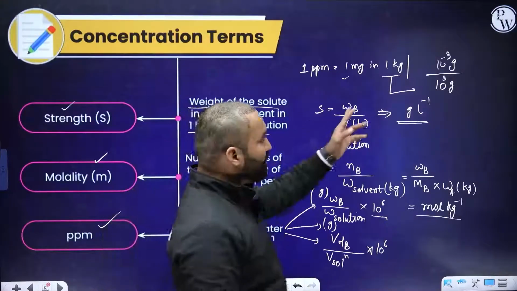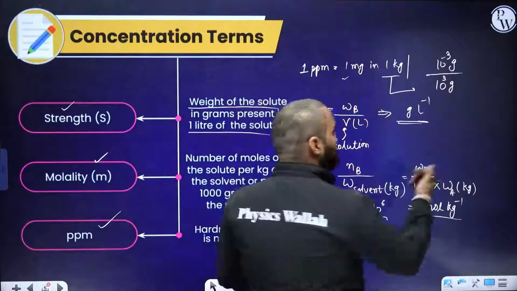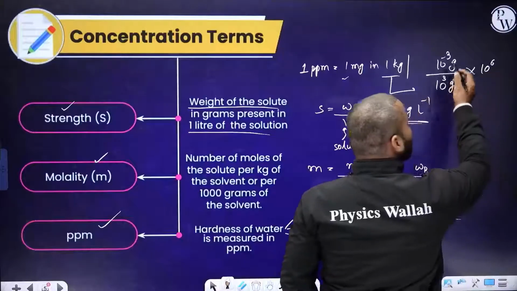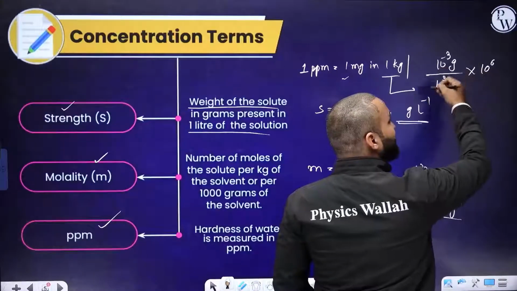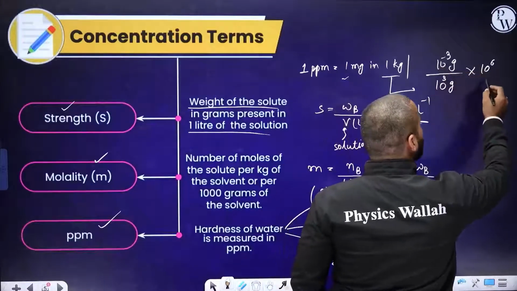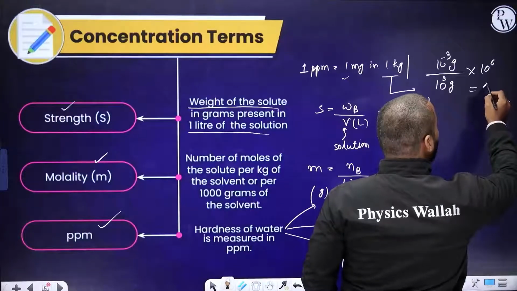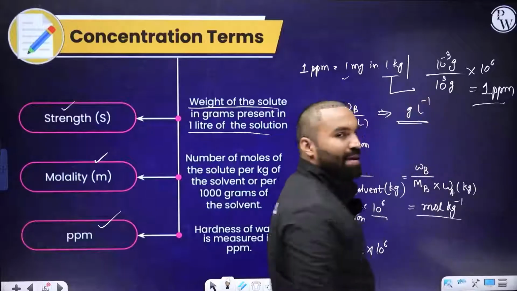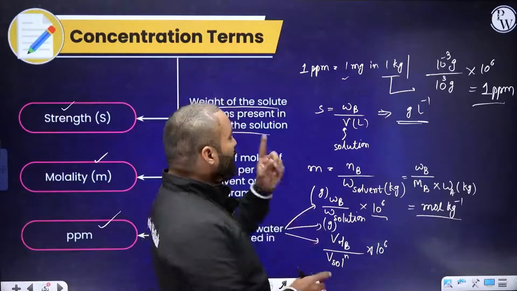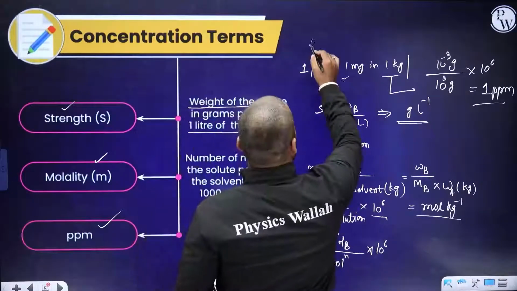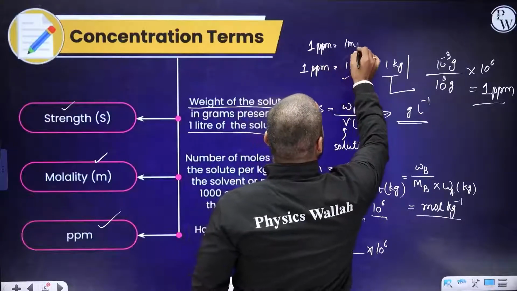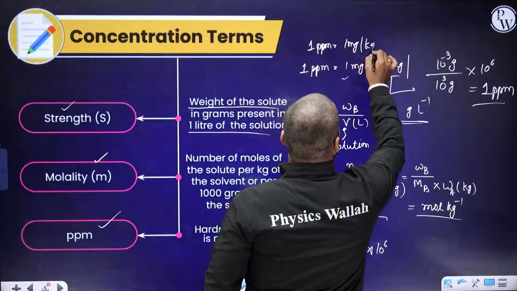Okay, I remember this question has been asked many times. So just a simple question: multiplied with 10 raised to the power 6. Do you see that? Everything cancels around each other, and this comes out to be equal to 1. So 1, what is it? It's ppm, 1 ppm. Understood, everybody? So 1 ppm is equal to 1 mg per kg.